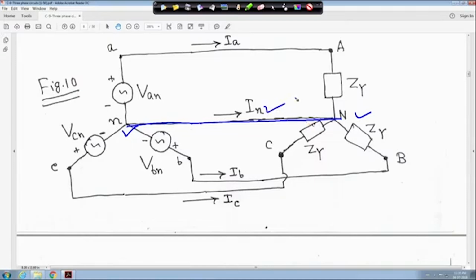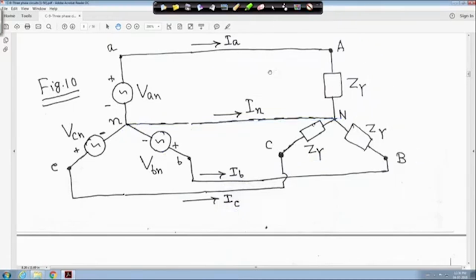And this is your VAN, VBN and VCN, everything is given, and this is ZY, right. This is small abc, this is capital ABC, this is the source and this is the star connected load, because it is three phase, right. And the currents are IA, IB and IC, and the current flowing to the neutral wire is IN, right. So this is the philosophy, this is the circuit, right.